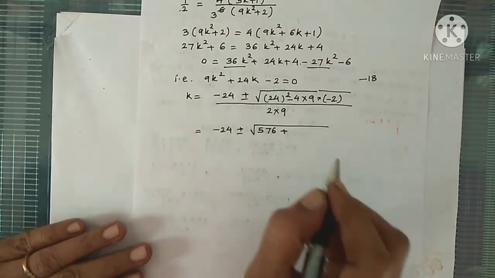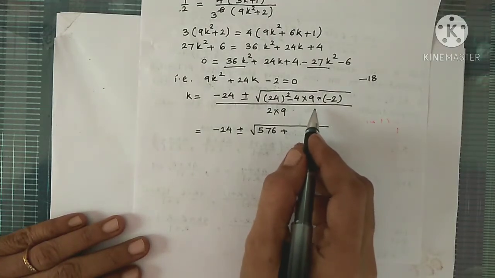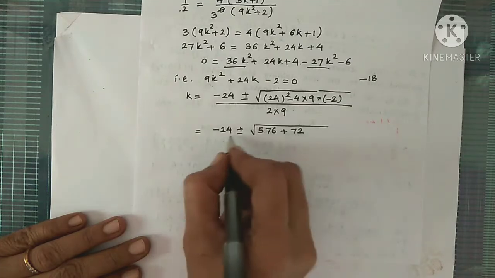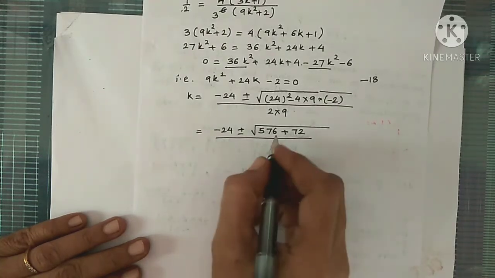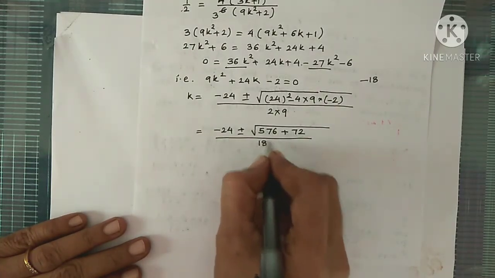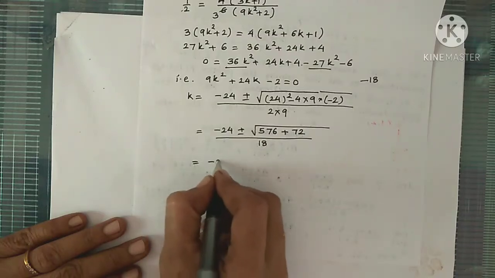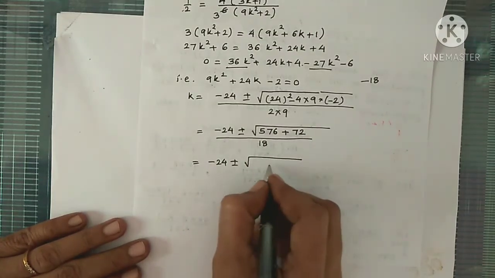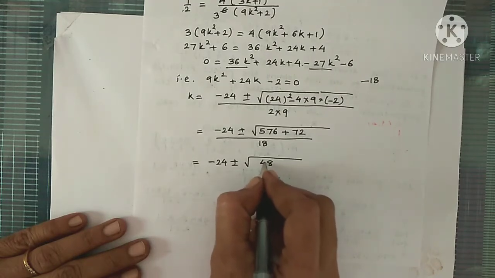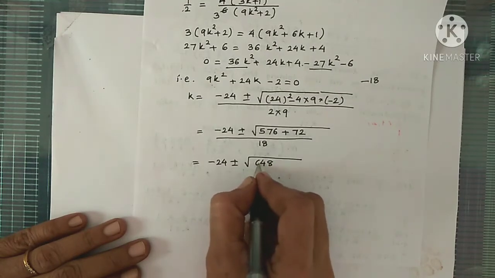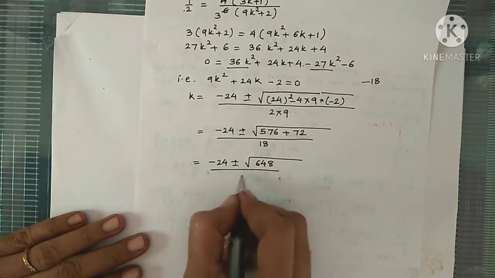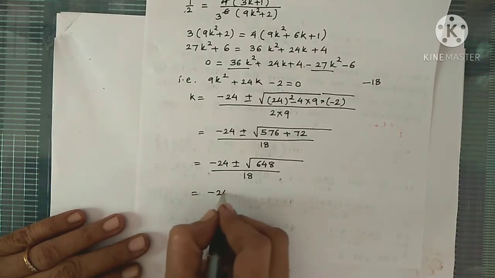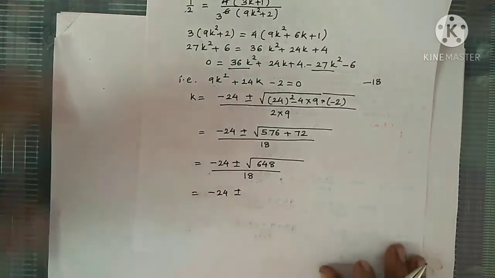Now here we get a plus sign. 9 into 4, 72 we get, divided by 2 into 9, that is 18. So it is minus 24 plus minus root of, adding these numbers, we get 7 plus 7, 14, and 5 plus 1 is 6, that is 576 plus 72, 648, divided by 18. So it is minus 24 plus minus.